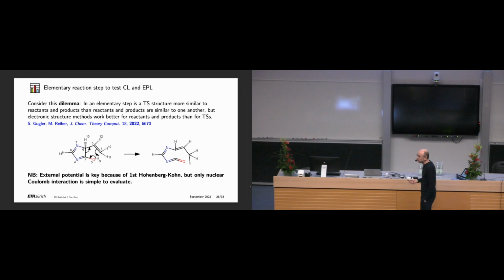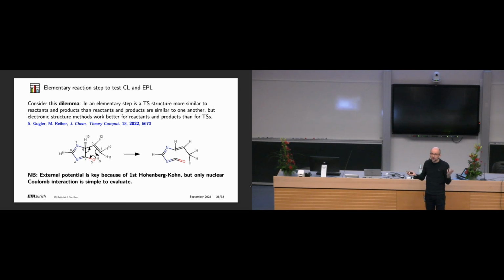Okay, now I'd like you to consider the following dilemma. This is in the context of reaction networks, right? Say you have reactants, you do have products, and these are in an elementary step connected through a transition state. Structure-wise, obviously, the transition state is close to the reactants, it's close to the products, and the transition state structure is closer to the reactants and products than the reactants and products are close to one another, right? So the transition state is more similar to reactant and to product than are reactants and products.